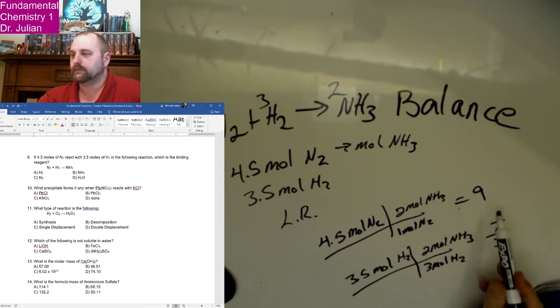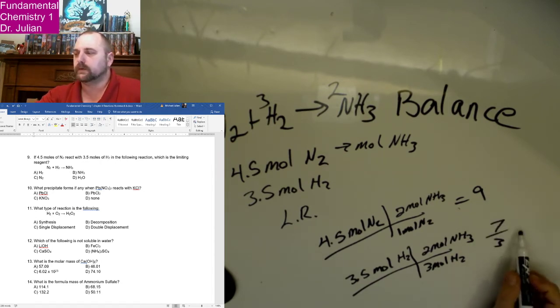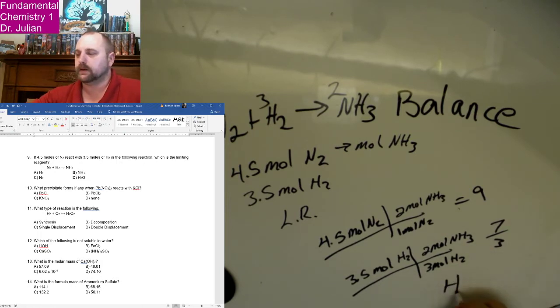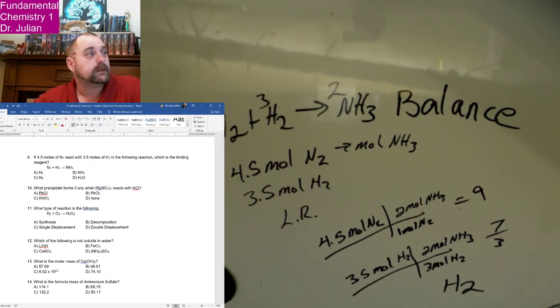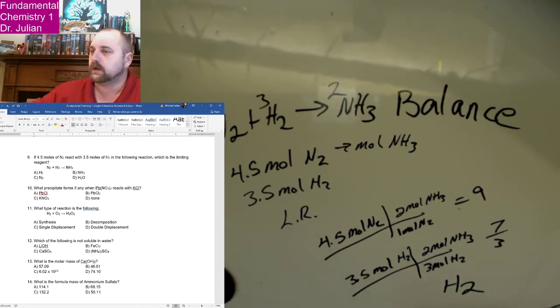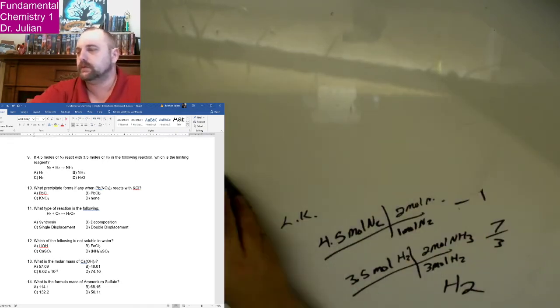All right. So this was 9, and this is 7 divided by 3. Which one do I run out of? Well, this is like 2 something. So this is my limiting reagent. So H2 is the limiting reagent. Reagent's like reactant. So that'll be A. We ran out of hydrogen gas before we ran out of nitrogen gas.